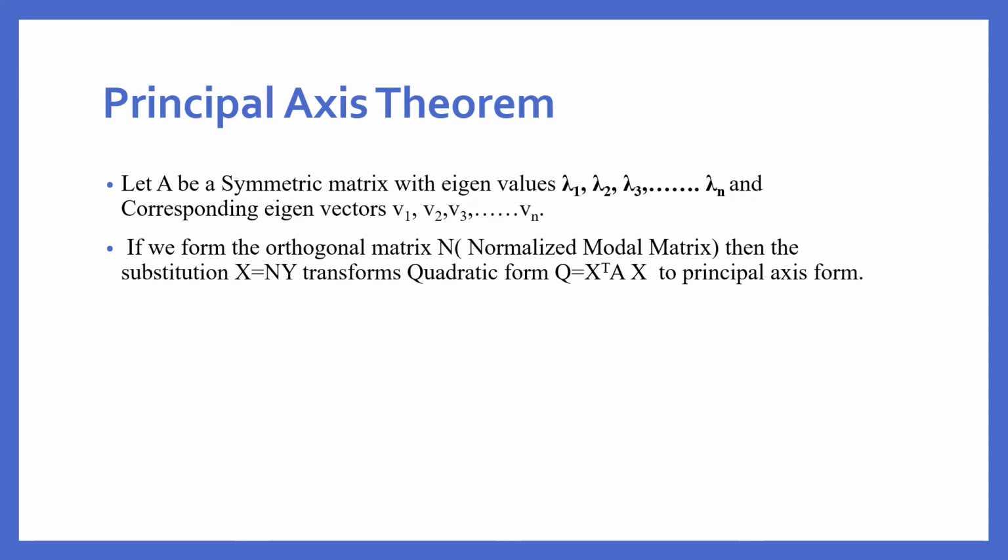Such types of matrices are termed symmetric matrices. This symmetric matrix A has eigenvalues lambda 1, lambda 2, etc., lambda n, and v1 is the eigenvector corresponding to lambda 1, v2 the eigenvector corresponding to lambda 2, likewise vn is the eigenvector corresponding to lambda n.